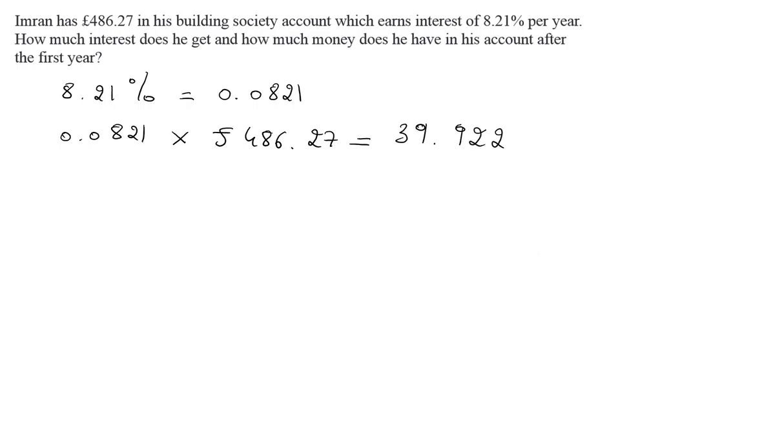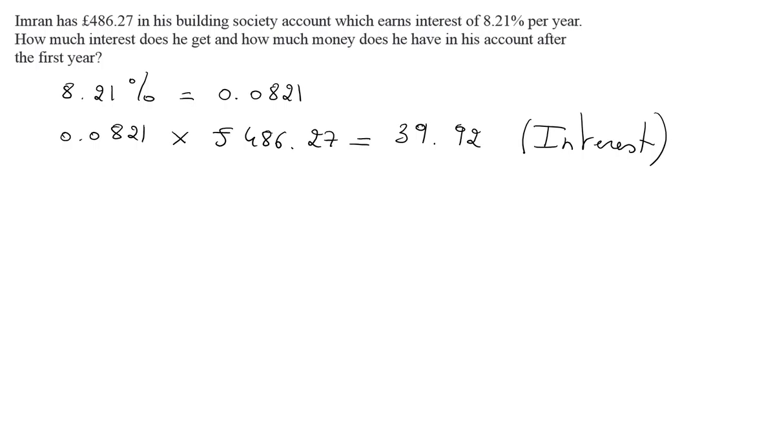39.922. Now this here, because I'm talking about money, I am going to round to 2 decimals. Always remember, money is rounded to 2 decimals. So I'm going to get rid of that 2, and I'm just going to leave 39.92. This is my interest. So that's the amount of money I'm going to be adding to that account.